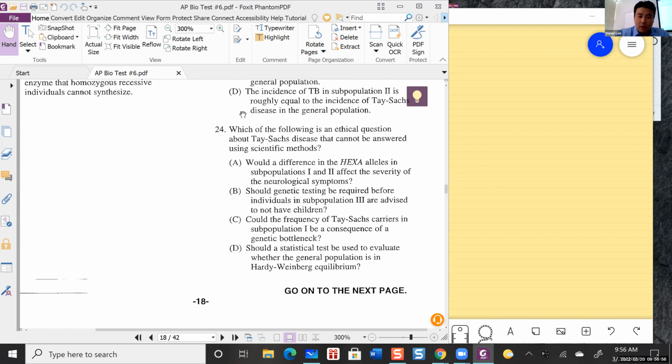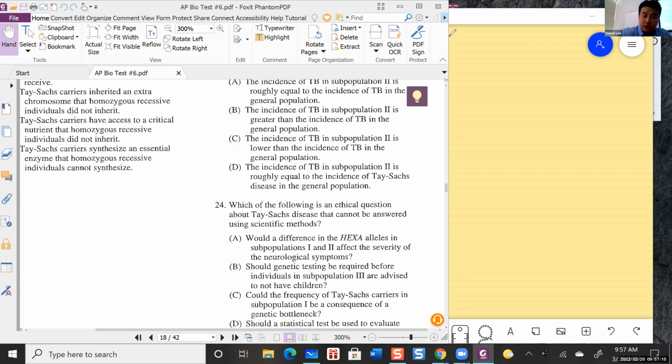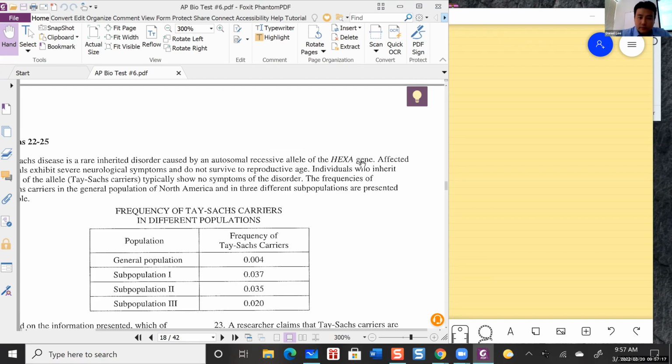24. Which of the following ethical questions about Tay-Sachs disease cannot be answered using scientific methods? Okay, so this one again, you've got to read through everything. It's a lot of reading. With a difference in the allele, remember this is the allele that they talk about, the gene that they mentioned earlier, right? Let's review what the gene is. It says a disorder caused by an autosomal recessive allele of this gene. So if you're recessive for this gene, you have the disease. Okay, so that's the gene.